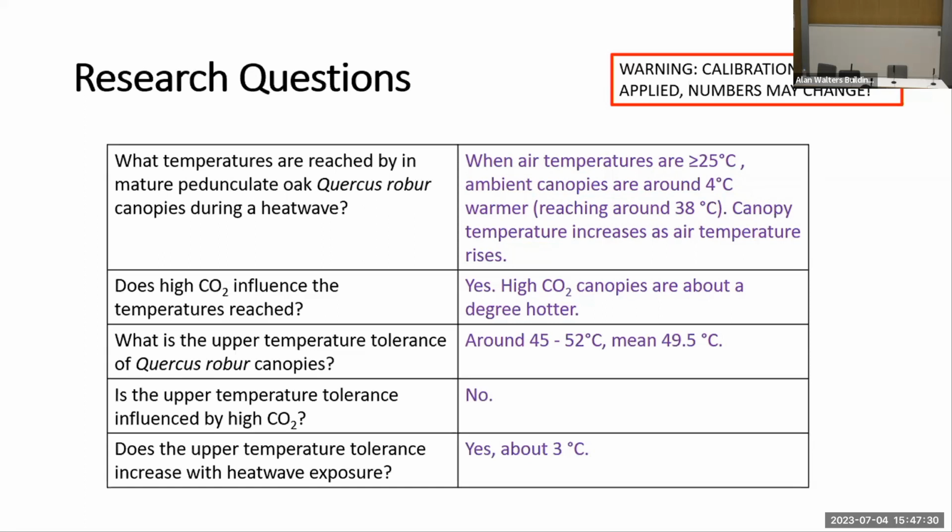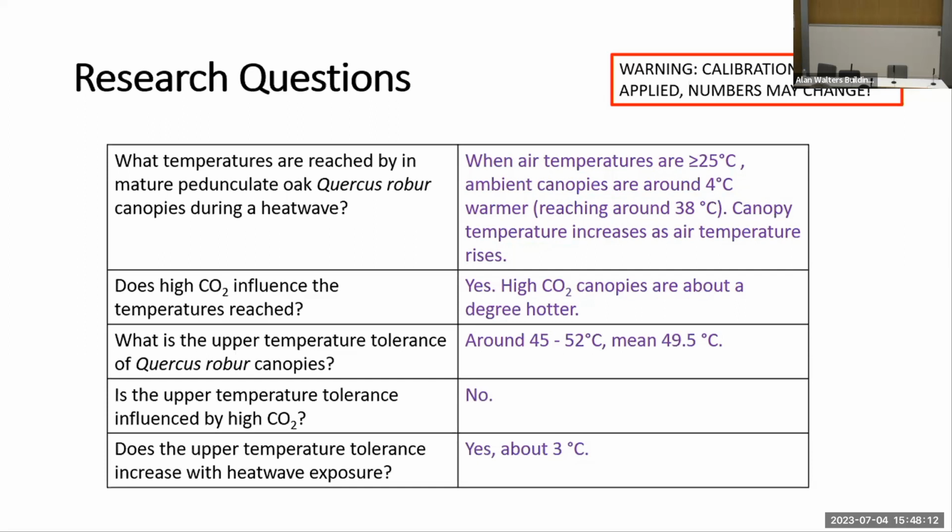So in answering the research questions, yes, when temperatures are up to about 25 degrees, canopy temperature also increases. And whether high CO2 affects the temperature range, yes, high CO2 increases the temperature in the elevated treatment by about 1 degree Celsius. And what was the upper temperature tolerance of Quercus robur? It ranged between 45 and 52 degrees. And whether CO2 influenced the thermal tolerance, we did not find any difference with that.